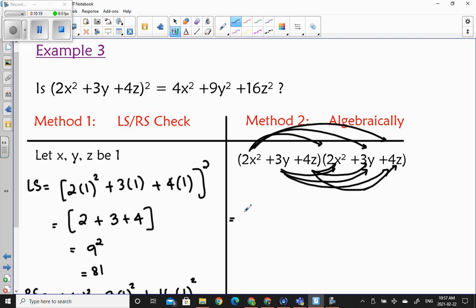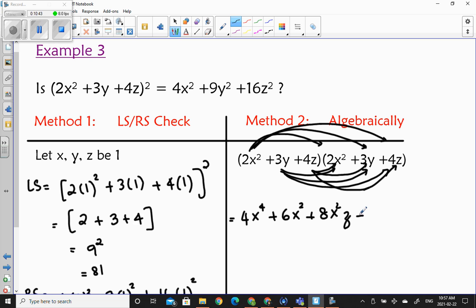So 2 times 2 is 4x to the power 4. I'm just going to do this from left to right, and each time I'm going to pay attention to the sign, then the product, and then the variables, okay? So 2 times 3 is 6x squared y plus 2 times 4 is 8x squared z. So I finished the first one. Now I'm going to multiply 3y with all of these 3.